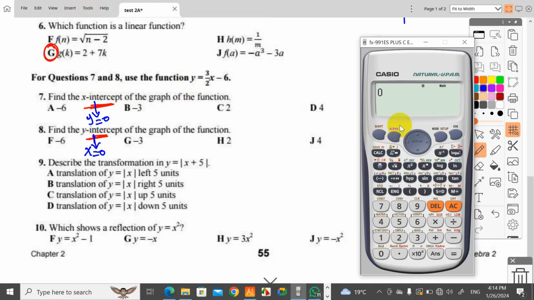So I'd write 0 equals 3 over 2 x minus 6. Then press shift solve equals, and the answer will be 4, which is letter D.